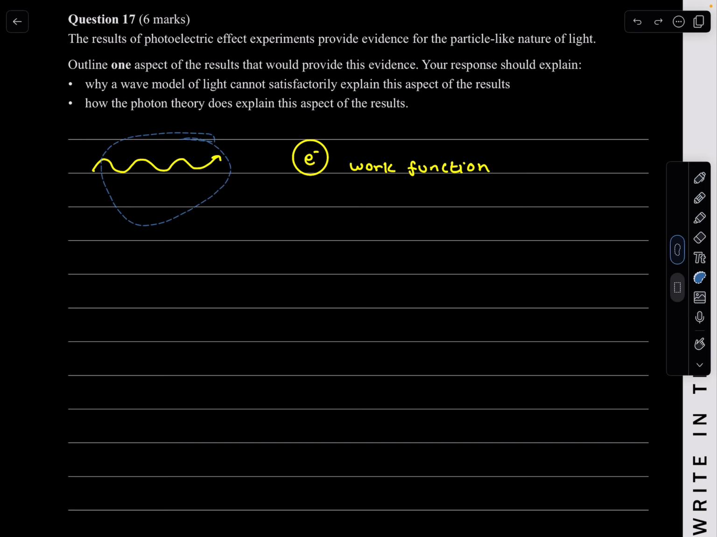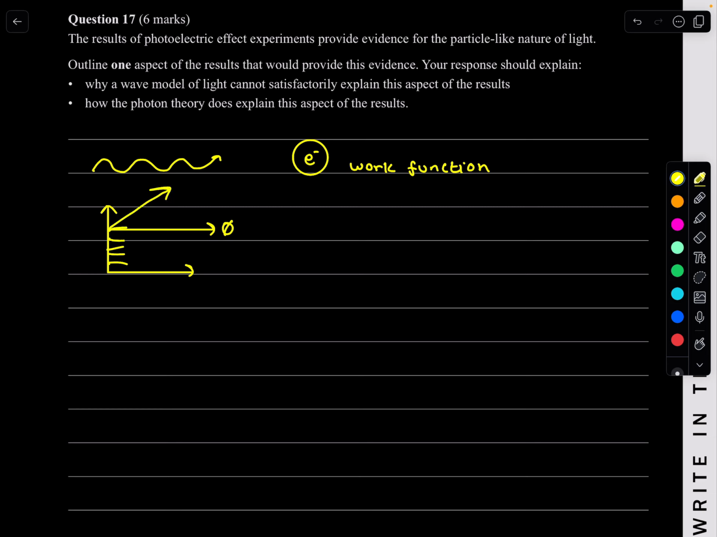The wave model explains that when these waves are hitting this electron, it predicts that there should be a time delay, because imagine these waves are giving it energy little by little. Imagine this is your work function. One wave hits it, and it absorbs some of the energy, but it hasn't got energy more than the work function, so it cannot be released. More of these waves hit it, it keeps adding up until it goes above the work function, and then it will be released.